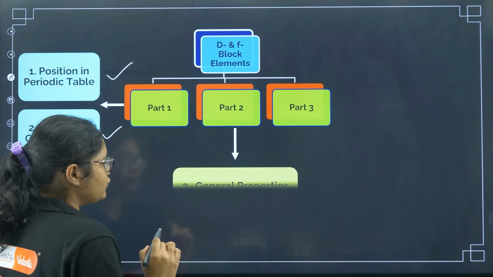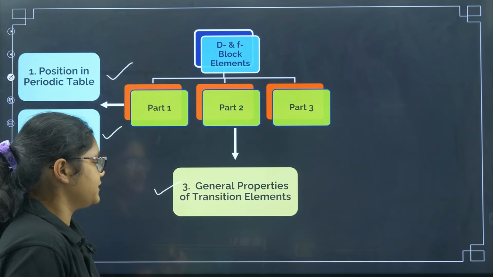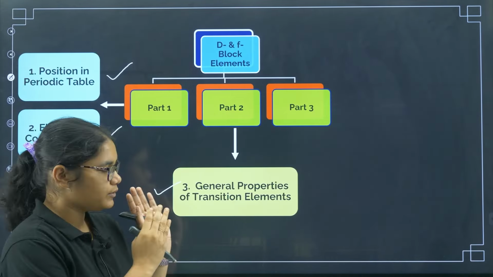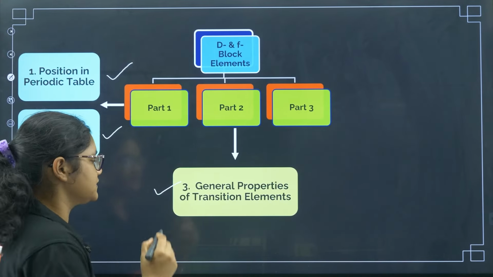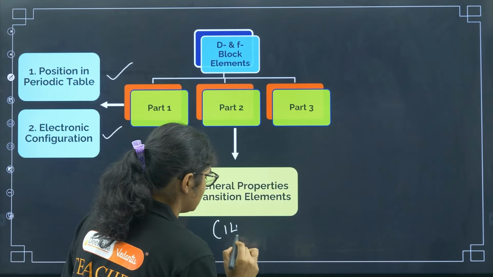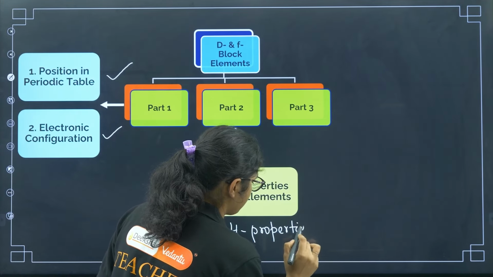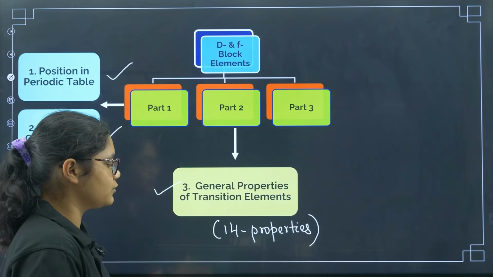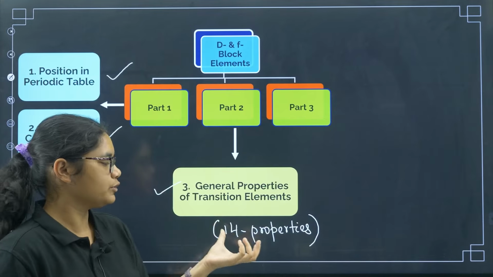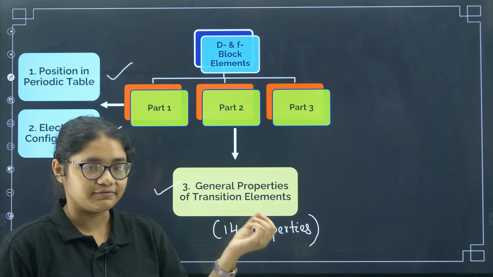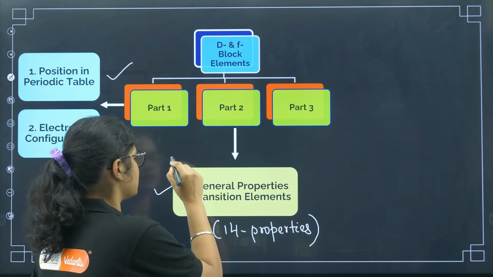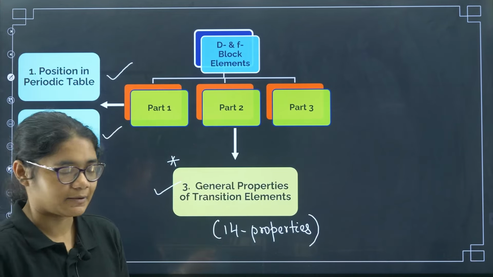Next, part 2 is general properties of transition elements. You might see that only one topic is covered, but in this general properties we have 14 properties to cover. So very important, you need to understand each and every property. This will be the most important lecture of this particular chapter.